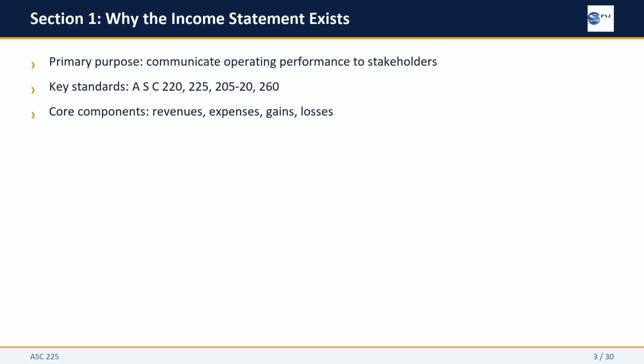The income statement is not just a report. It is the primary communication of how well a business performed. ASC 225 governs its presentation. ASC 220 handles comprehensive income. ASC 205-20 covers discontinued operations, and ASC 260 governs earnings per share. Together, these 4 standards define what goes on the face of the statement and in what order.